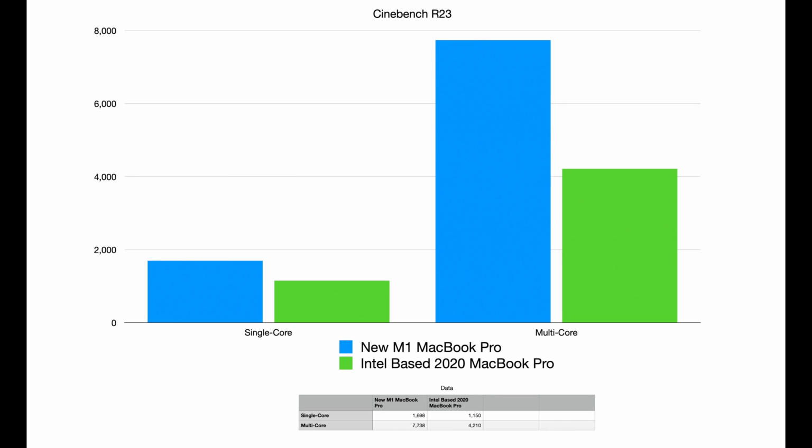All right, and the next test is going to be Cinebench R23, and again, the blue is the M1, the green is the Intel-based. For single core on Cinebench 23, the M1 gets 1698, and the Intel-based one only gets 1150. On multi-core, it's pretty crazy. The M1 gets 7738, and the Intel only gets 4210. So you can see it's a pretty big difference. We've touched on this before, but I just wanted to show you the difference between the early 2020 and this late 2020 MacBook Pro.